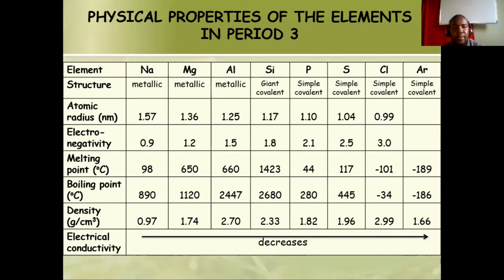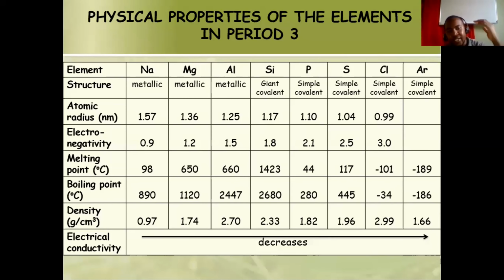Their atomic radii, we notice from left to right, actually decrease, so it gets smaller. Question: why does the radius decrease when we go from left to right of the period? All right, so from left to right, the nucleus gets bigger, but here we're saying that the atomic radius gets smaller. So why is that the case? Force of attraction increases. Great.